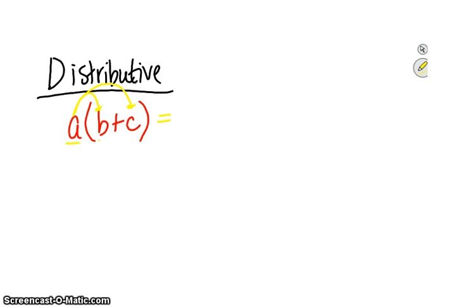So I'm going to do A times B is AB, and then I'm going to do A times C is AC, and the operation that is in the middle is a plus sign, so I'm going to put a plus sign in the middle. Let's work with this with some real numbers.